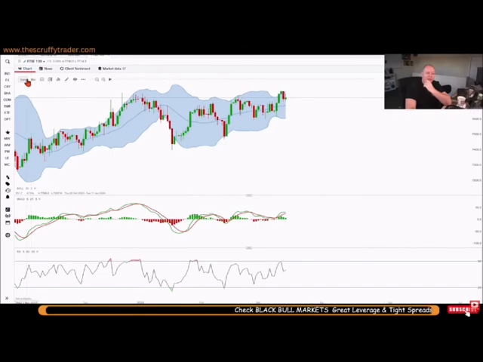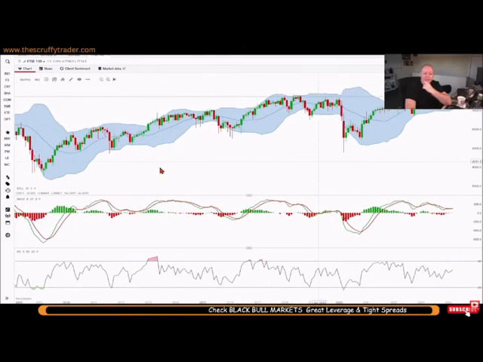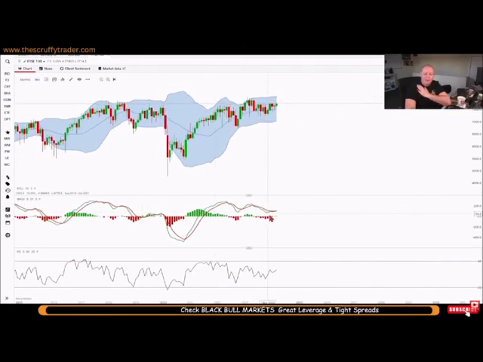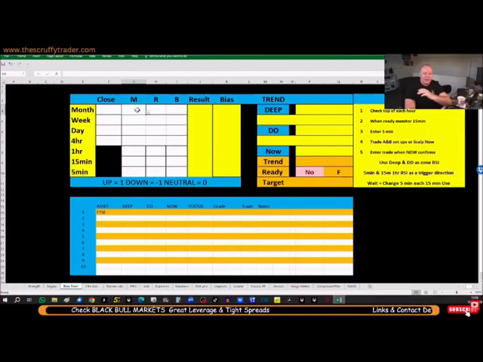Okay, so on the monthly, in this scenario, that would be 0 because I cannot see any daylight between it. So that MACD would be a 0.